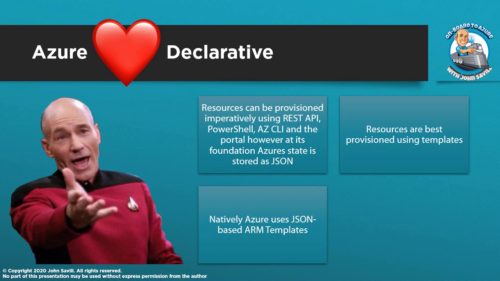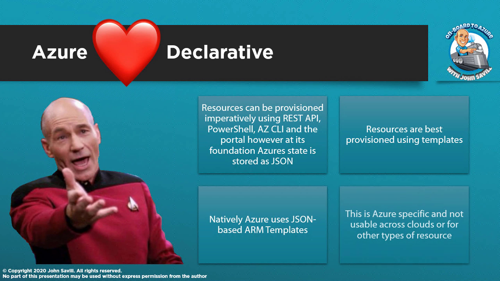Now, natively, Azure uses JSON-based ARM templates. Now, JSON is great for computers. It's really not great for humans to edit or troubleshoot. It's also Azure specific. So if I was just using Azure, then maybe, sure, I'm okay with using ARM. But if I'm using other clouds, if I'm using VMware on-prem, if I'm using other technologies, well, now I have to do a different syntax for every single one of those. With Terraform, I just have different providers, but I'm using the same syntax across them.